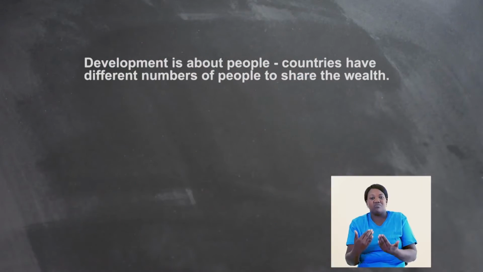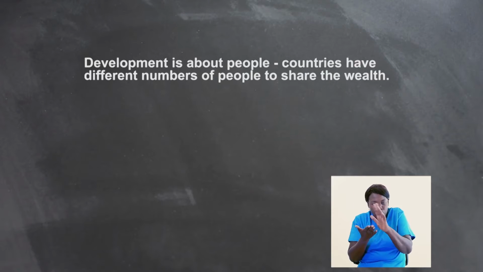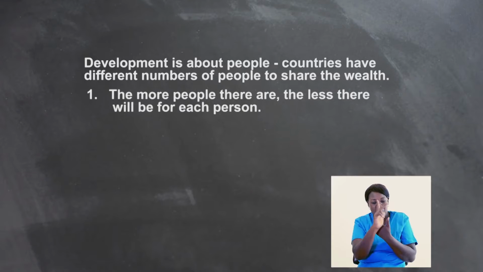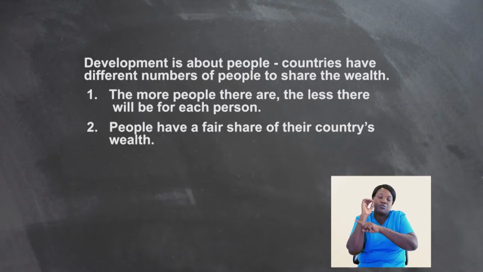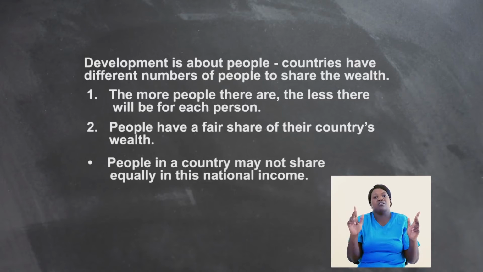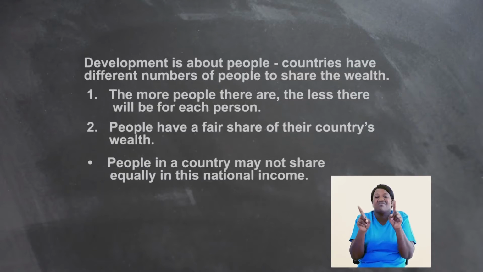Knowing the total GNP of a country is not very useful. Remember, development is about people, and these countries have different numbers of people to share the wealth. Firstly, the more people there are, the less there will be for each person. Secondly, what really matters is whether all people have a fair share of their country's wealth. The people in a country may not share equally in this national income.